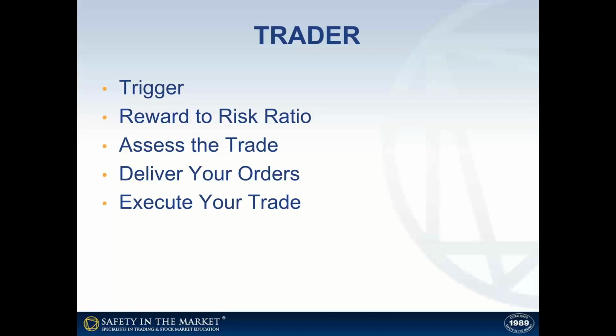Or of course, if something changes in your trade or in your outlook, you might like to jump out of that trade early and just take whatever profit you have on the table. So there are things at this level during the trade that you do need to keep an eye on. So those first 4 items on the list, trigger, reward to risk ratio, assess the trade, and deliver your orders, they all relate to before the trade is taken.